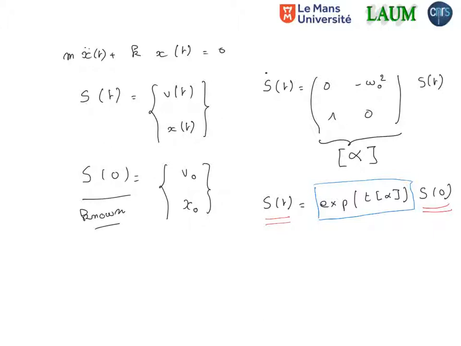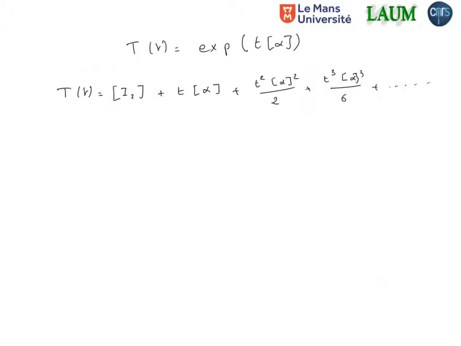This matrix T of t, which is in this case 2 by 2, is called the transfer matrix, and the objective of the exercise is to compute this transfer matrix and to compare with the solution that we obtained previously by the theory of ordinary differential equations.